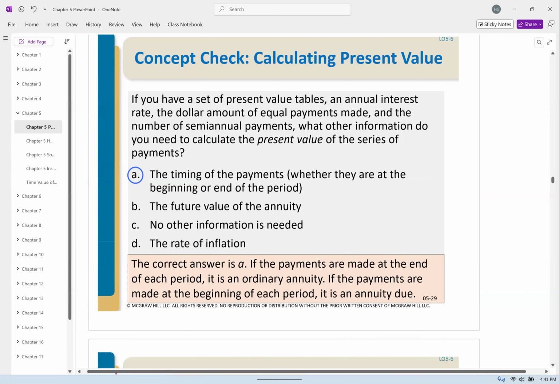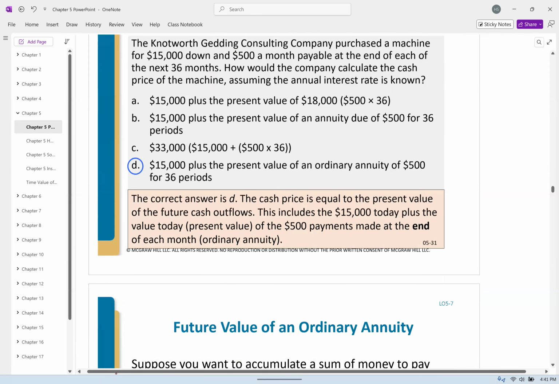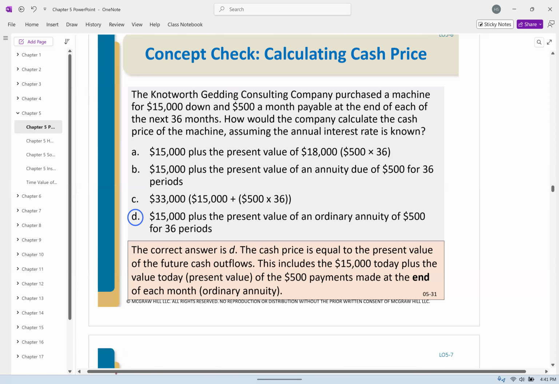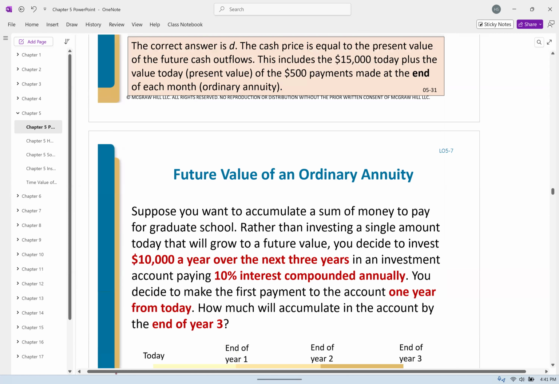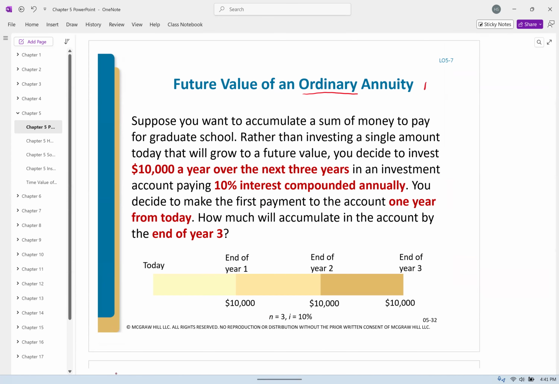All right, I kind of skipped past these. Y'all can go back and look at those concept checks on your PowerPoint. So now let's look at the future value of an ordinary annuity. Ordinary means end of the period, end of the period for the first payment.